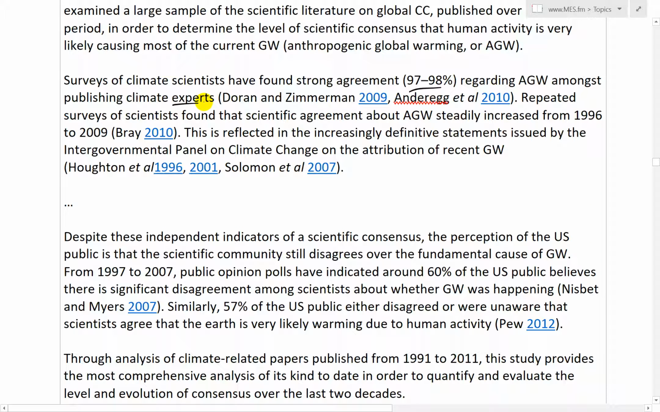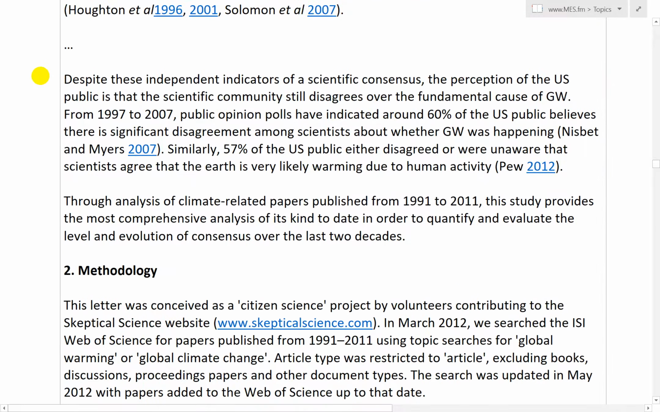Again, I hate that word. Repeated surveys of scientists found that scientific agreement about AGW steadily increased from 1996 to 2009. This is reflected in the increasingly definitive statements issued by the Intergovernmental Panel on Climate Change on the attribution of recent GW. Going on further, despite these independent indicators of a scientific consensus, the perception of the U.S. public is that the scientific community still disagrees over the fundamental cause of GW.